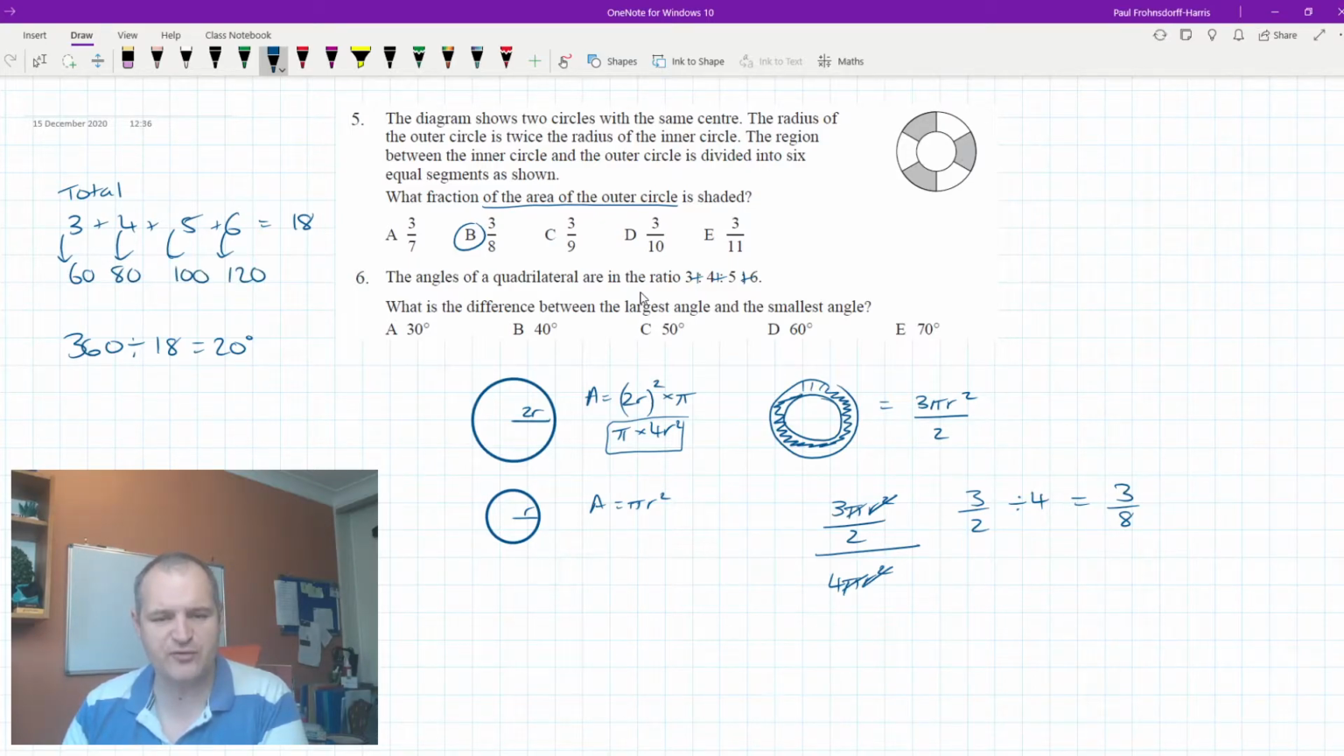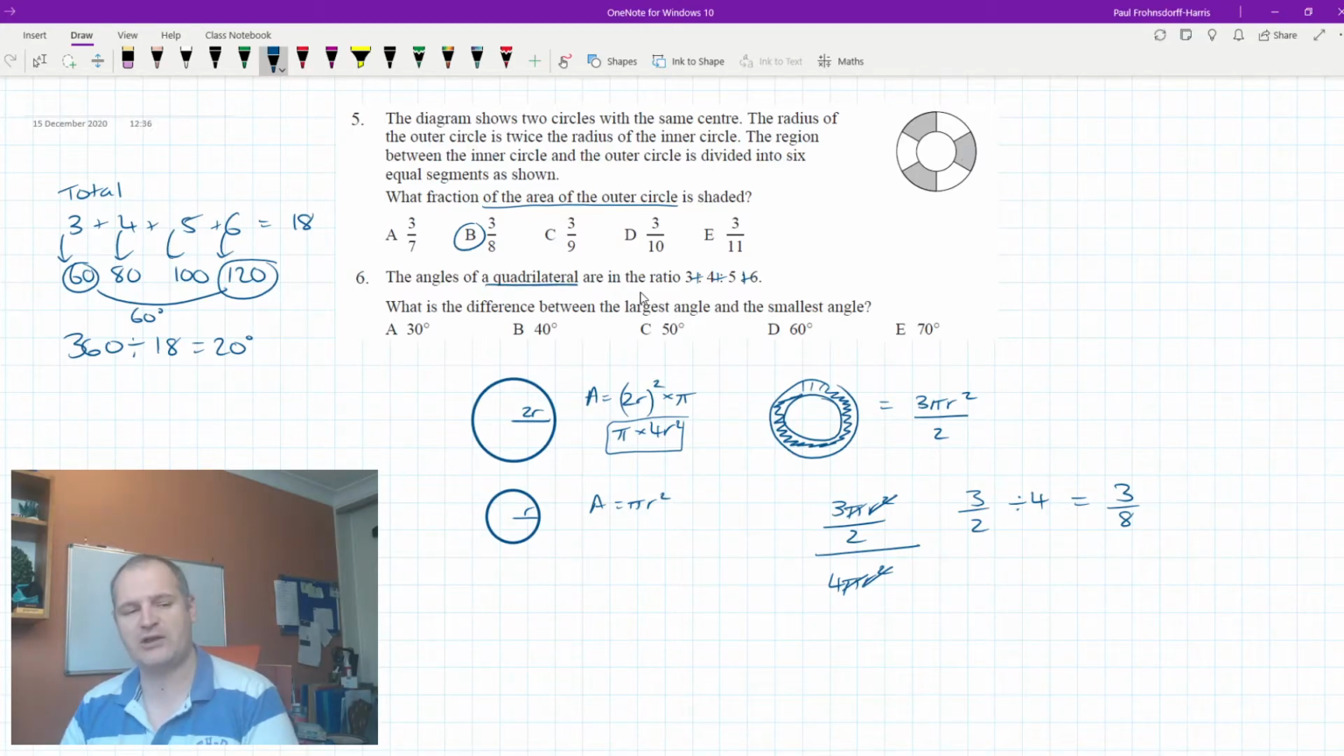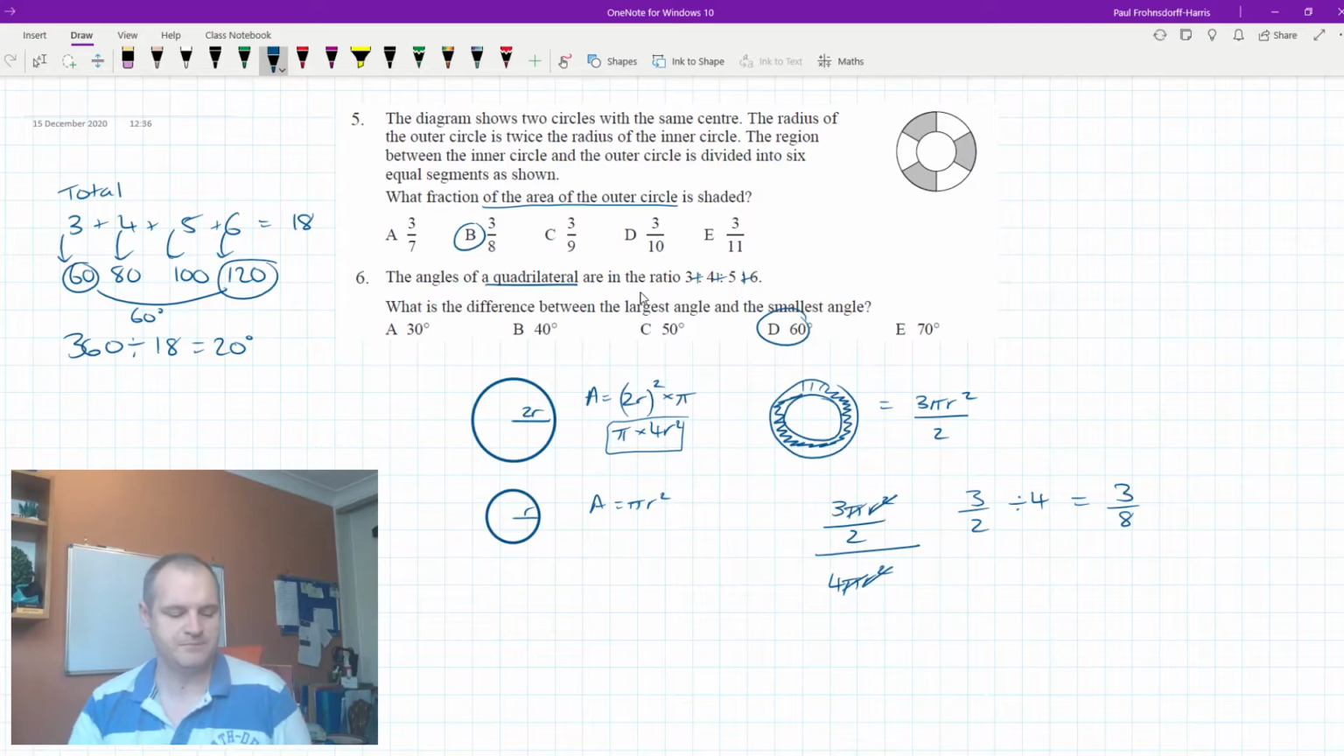And it says what's the difference between the largest and smallest. There's the largest, there's the smallest. So we've now got 60 degrees. Now anyone wondering why I divided 360, it's a quadrilateral, and angles in a quadrilateral always add up to 360. So we just shared it into its 18 bits, and then it must be a 60 degree difference. So it's answer D. Moving on.